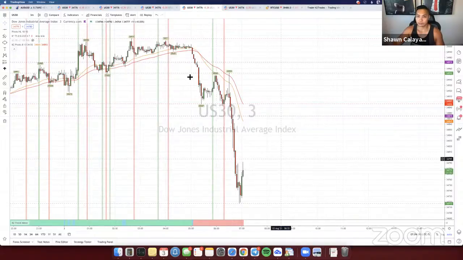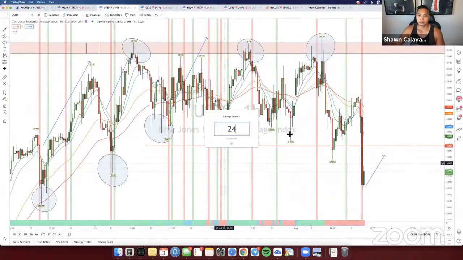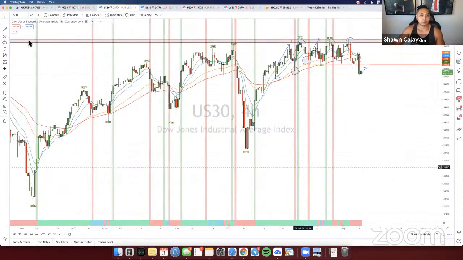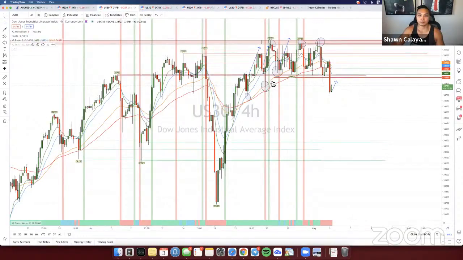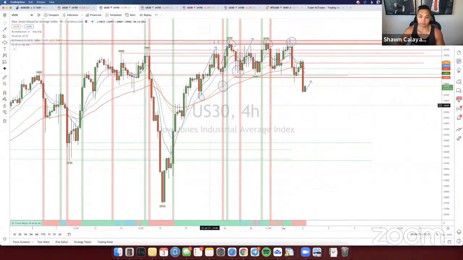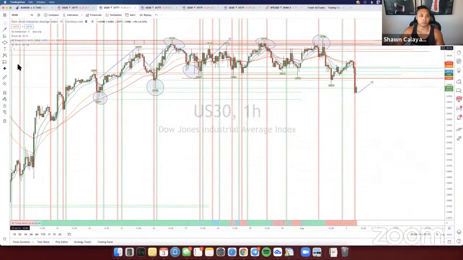Let's see. Enzo said, I think it rejected off the 4 hour support. So let me go over here real quick. Let me go to the 4 hour. Here, let me see. K2SR. So I don't have a support drawn over here on mine, Enzo. It's kind of like out in the open still. So maybe on the 1 hour, let me check. Yeah, on the 1 hour support right here.